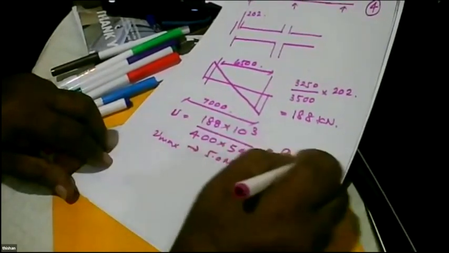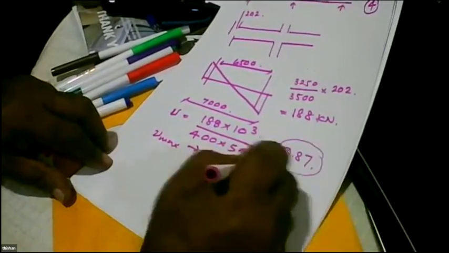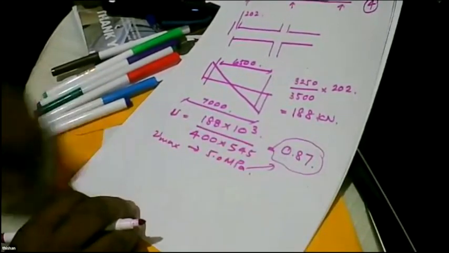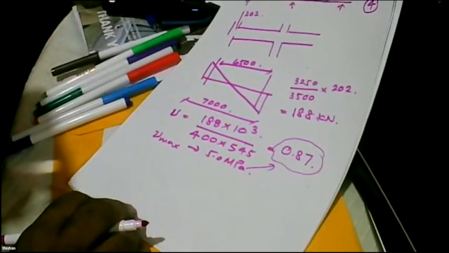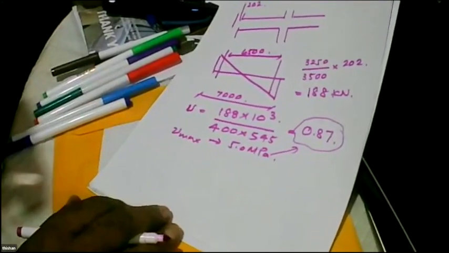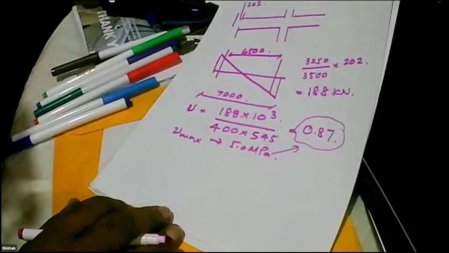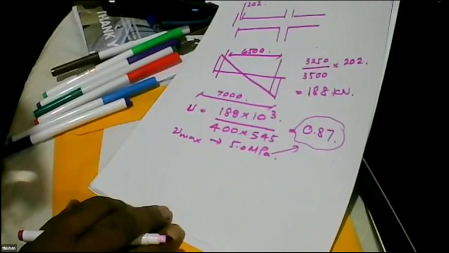So stress is 0.87. What is the maximum? 5. Can it fail by crushing of concrete? No, it cannot fail by crushing of concrete. Why? Maximum is around 5, but at the face of the support, maximum shear is 0.87. Can it ever fail by crushing of concrete? Never.